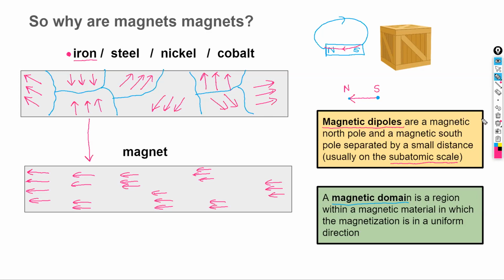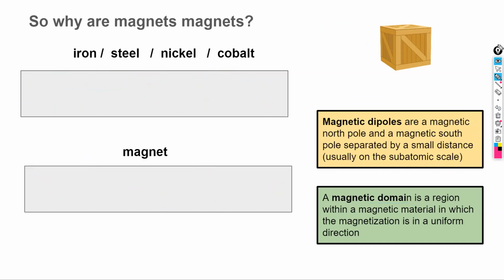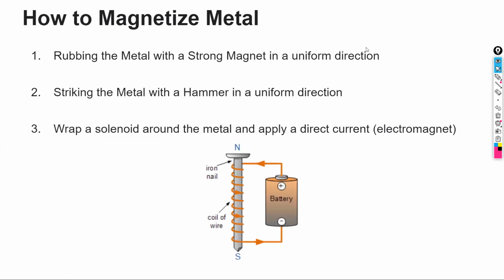And there are 3 ways we can do that. There are 3 ways we can actually convince the dipoles to face the same direction. That is what the next slide is about. Here are the 3 ways. If you have a piece of iron and you want to change it into a magnet, you could just rub the piece of metal with a strong magnet, but you have to rub it in one direction.